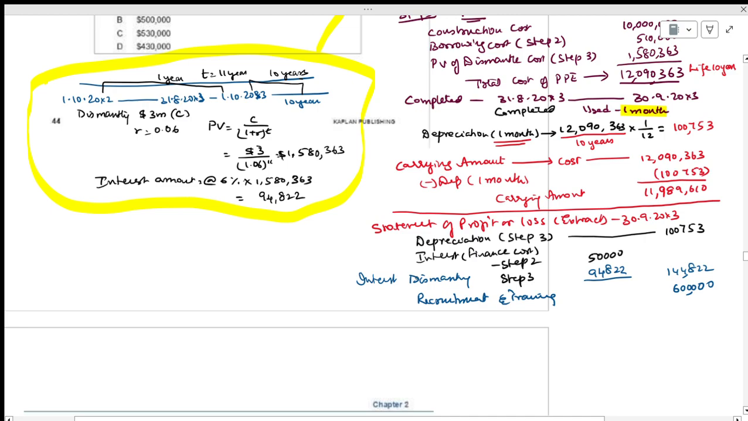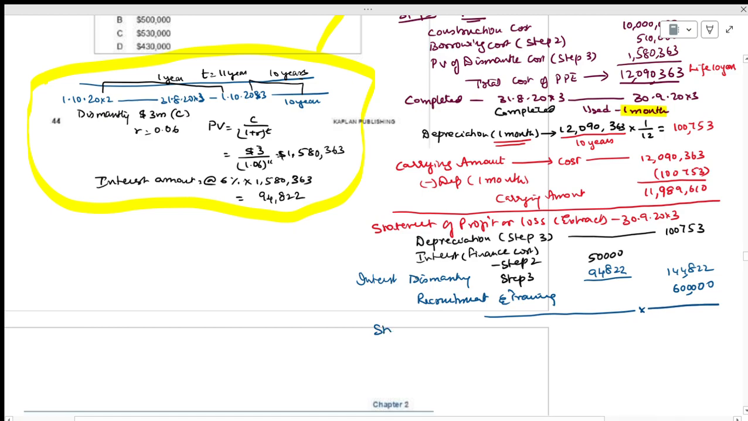In the statement of profit and loss account, we show depreciation, step 3. We show interest, finance cost, step 2. We show interest on dismantling, step 3. Then that's all. This is with respect to the profit and loss account.